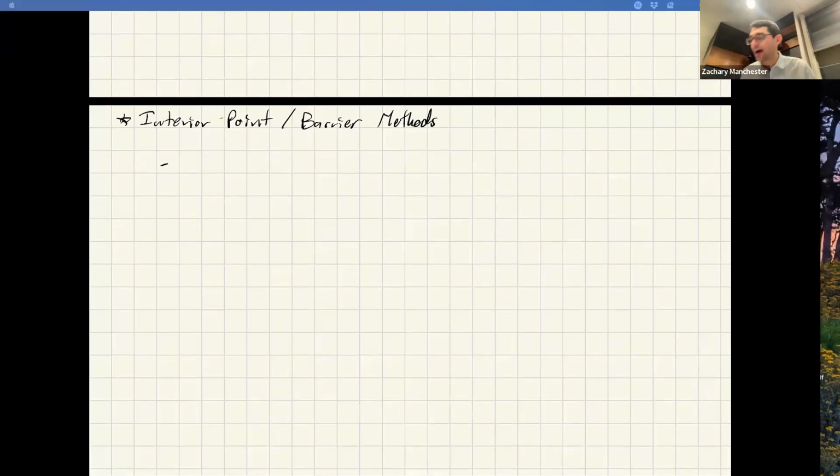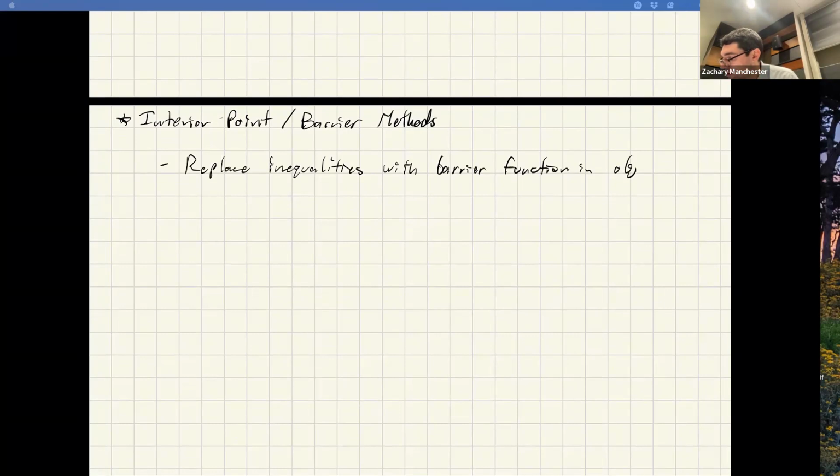So the gist here, on its face, when I first show it to you, is going to feel a lot like a penalty method, but it's different in some key ways. The idea is we're going to replace inequalities with a so-called barrier function in the objective. And again, it sounds a lot like a penalty, but we'll do the simplest possible version of this for now.